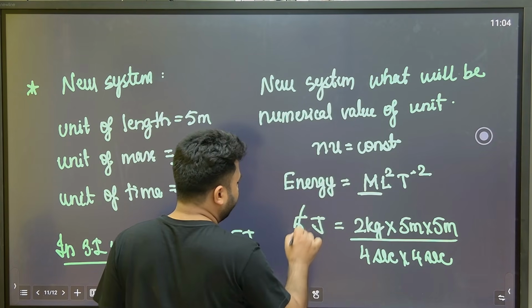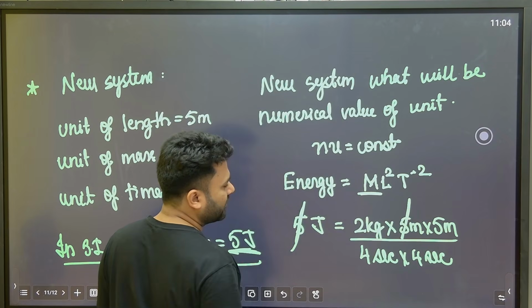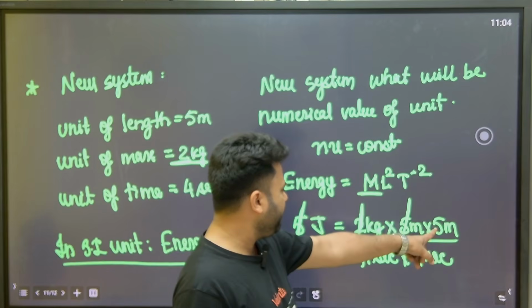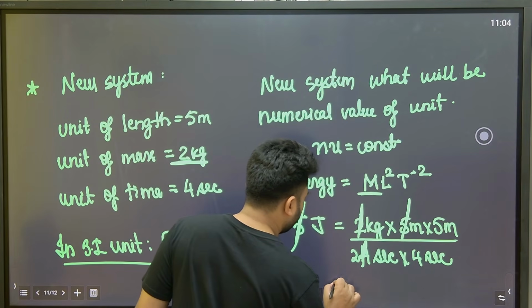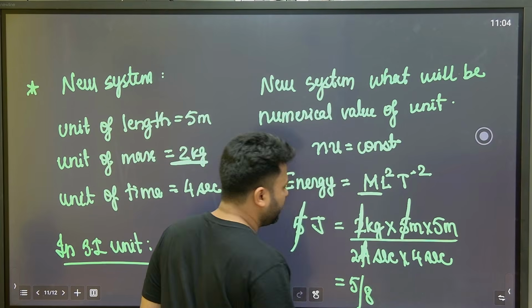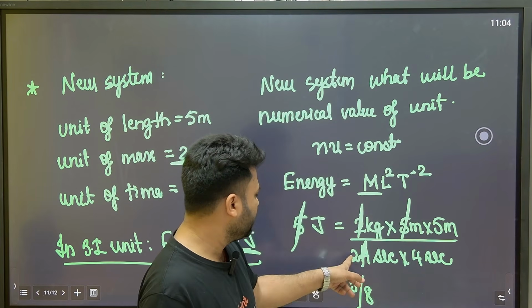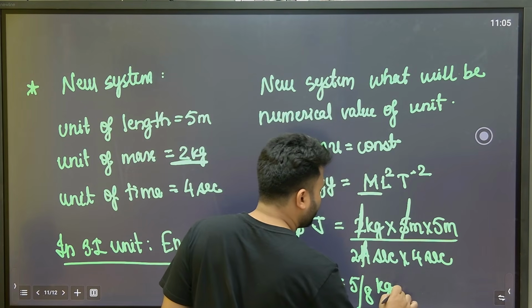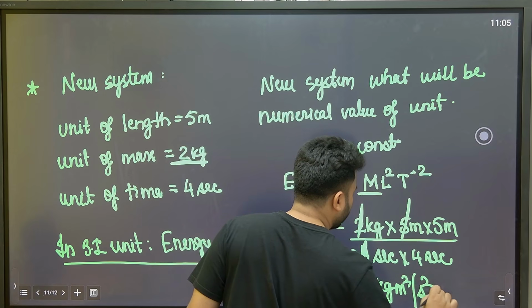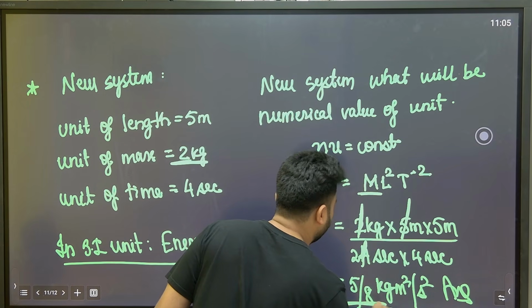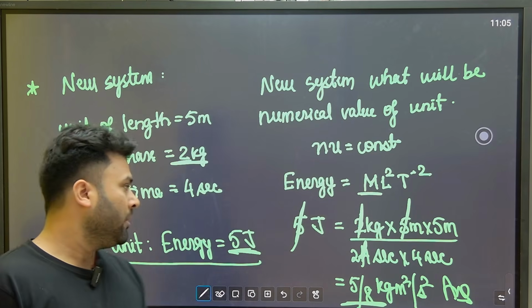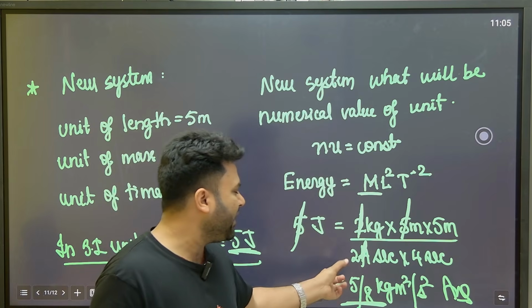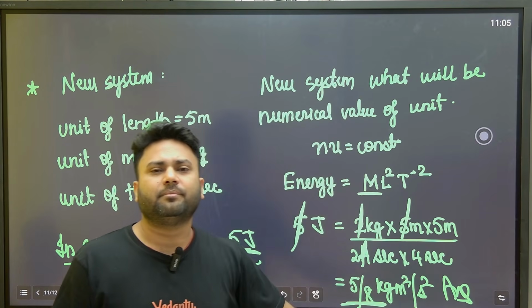So this 5 gets cancelled. This 2 2s are 4. So we are getting 5 by 4, 2 2s are 8. 5 by 8. See here, this is 5, this is 2, 2 4s are 8. 5 by 8 kg meter square per second square. This will be the answer. So this is the numerical value 5 by 8. Means 5 joule of SI unit system corresponds to 5 by 8 in the new system.